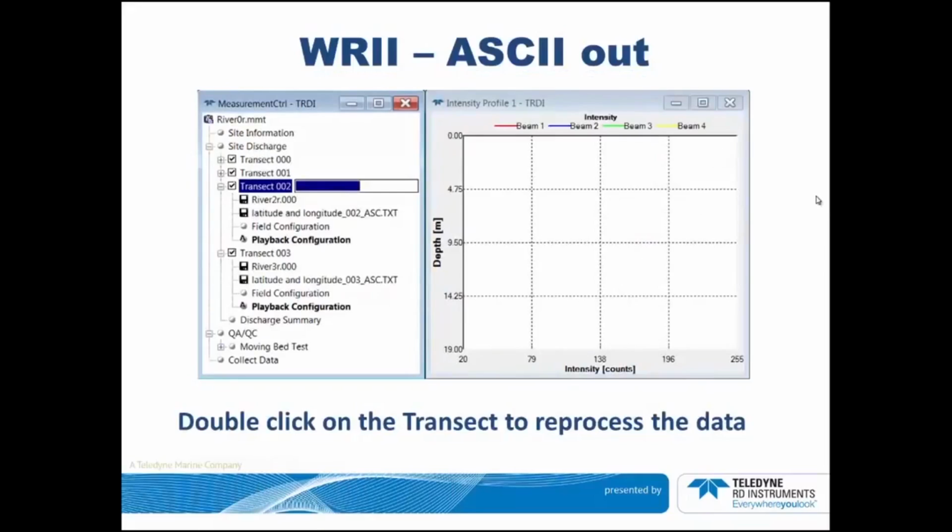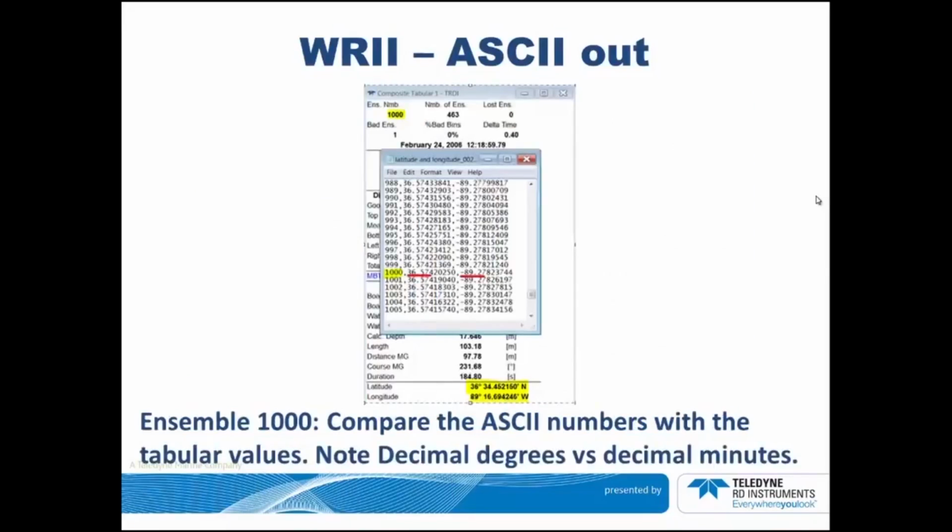It is necessary to reprocess the data for the file to have its contents. Once you reprocess the transect, depending on the transect size, it may take several seconds or longer. Wait until the progress bar is complete and the intensity profile and the velocity contour have data displayed in them. Next, double-click on the ASCII file. Use the slider to select an ensemble number, for instance, in this case, 1000. Find the ensemble number in the file.